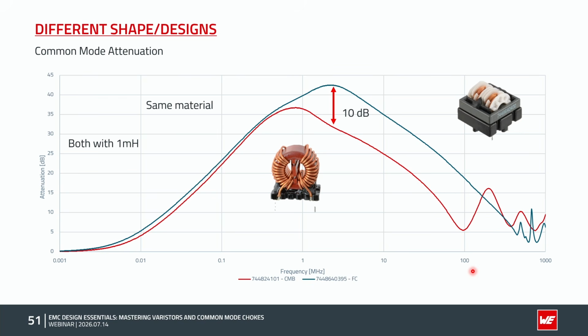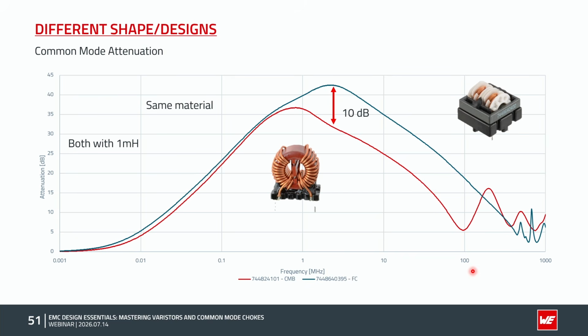And last but not least, as said at the beginning, the design or the shape could also have an influence on the filter. In this case, both of the parts have the same inductance of 1 millihenry and the same core material, but the attenuation is different for different frequencies. The reason is the different winding geometries.